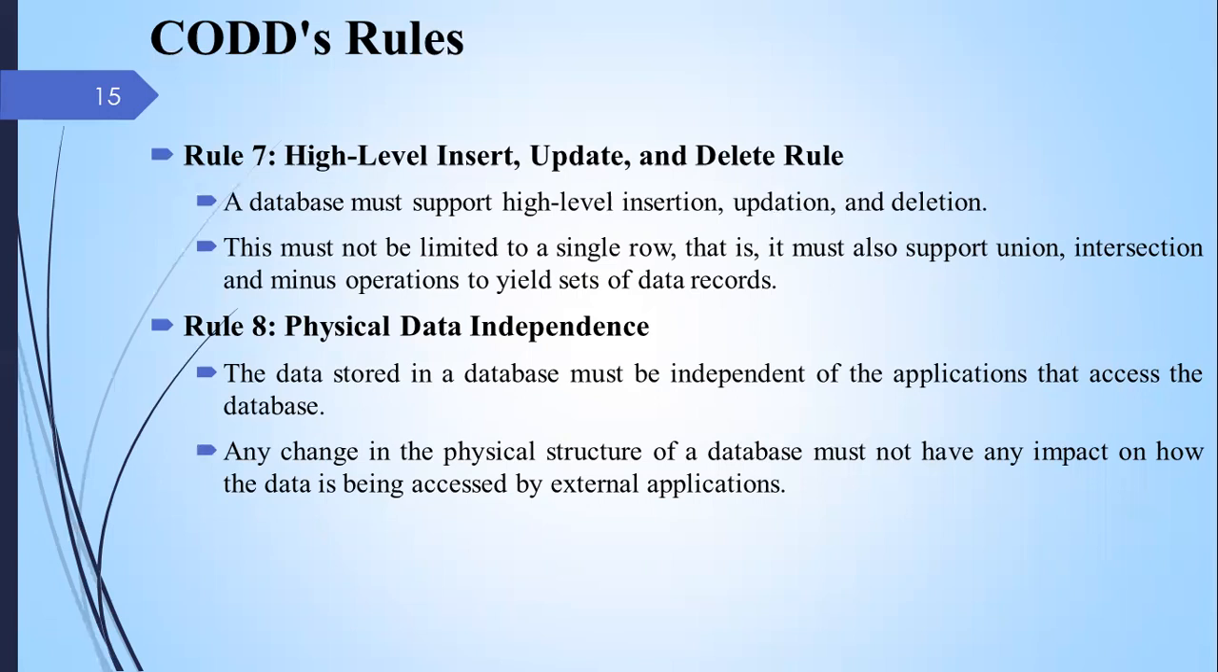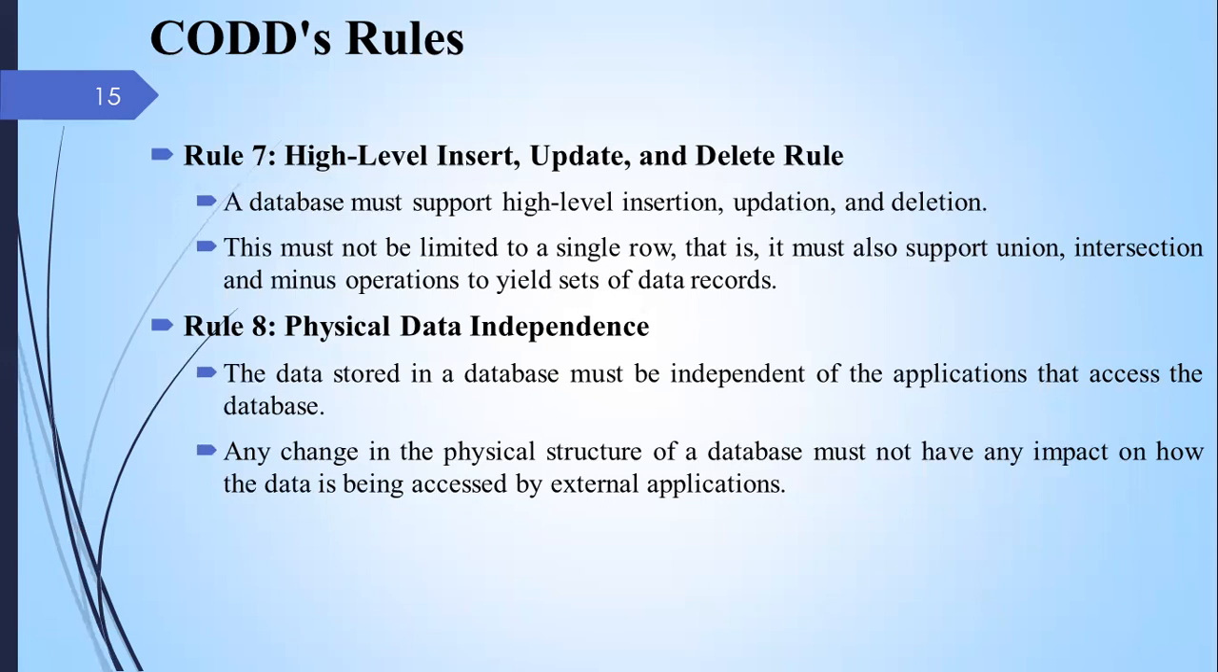Rule number 8, physical data independence. The data stored in a database must be independent of the application that accesses the database. A number of applications can use the same database. Today we are going to see that the COVID information which is available centrally can be accessed by different applications. You can access it from Chrome, which is a different application, or maybe from some mobile phone application. So the data is the same, but we are going to access it from different applications. So the data should be independent of the application that accesses it.